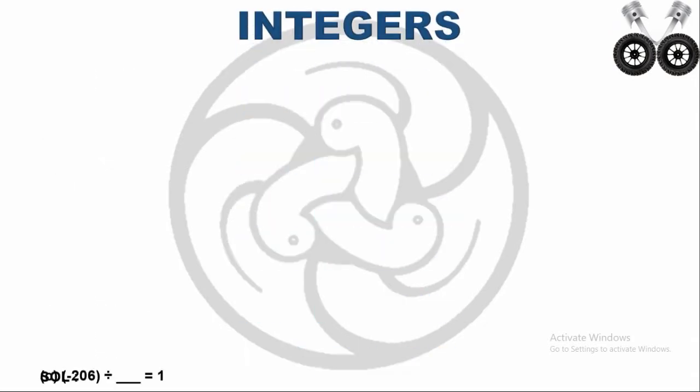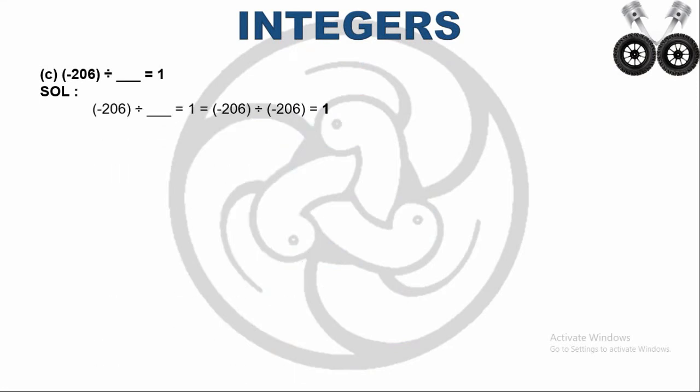So the next one is minus 206 divided by dash equals 1. When any number is divided by the same number, only then will I get the answer as 1. So here in the answer we have the positive sign. That means the two integers should have the same sign. So one integer has a negative sign, that means the other integer also has a negative sign. So minus 206 is the answer.